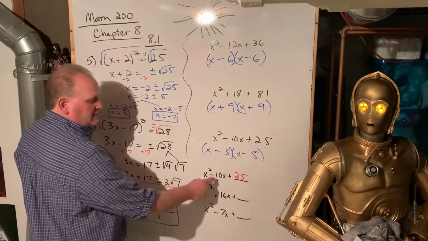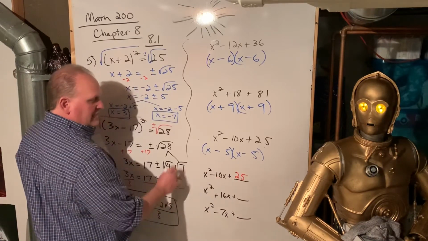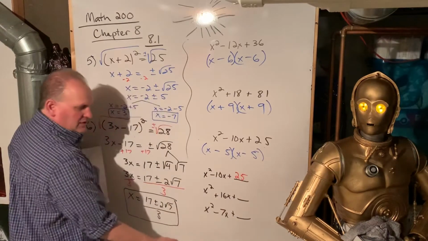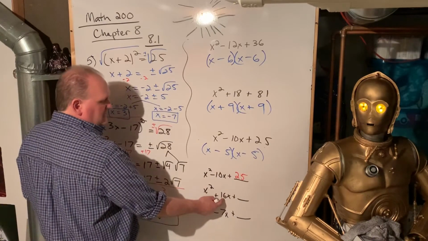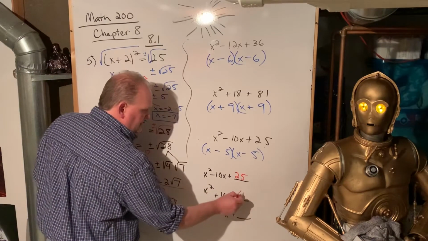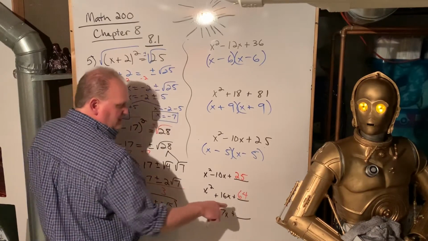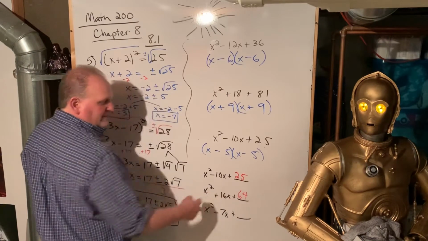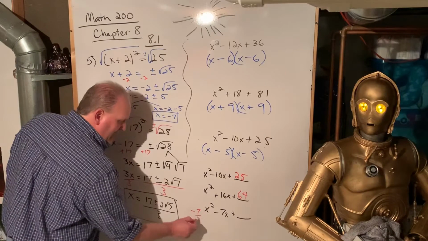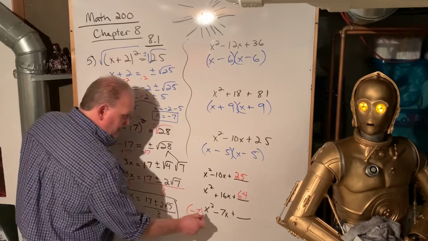If you think about it, you take half of this number, half of 10 is negative 5, and then negative 5 squared is 25. That's how you complete the square. It's called completing the square. So if I take half of 16, that's 8, and then 8 times itself is 64. That would make it perfectly factorable, meaning I could write x plus 8 times x plus 8. That multiplies to give me 64, but adds to give me 16. This one would be a little nasty because it would be half of 7, which is negative 3.5, and then square the result.